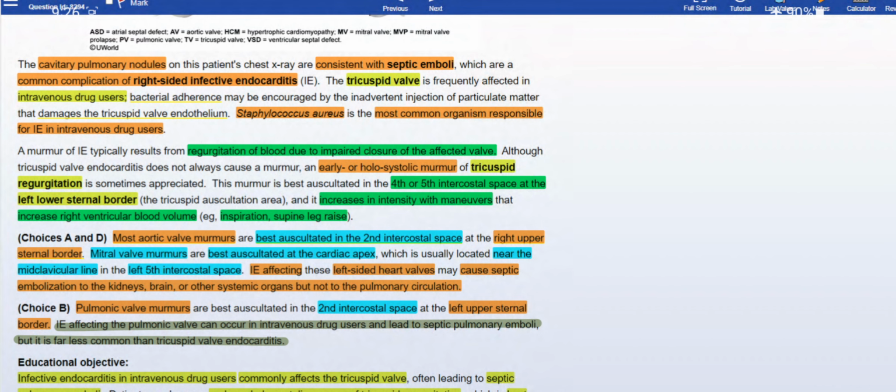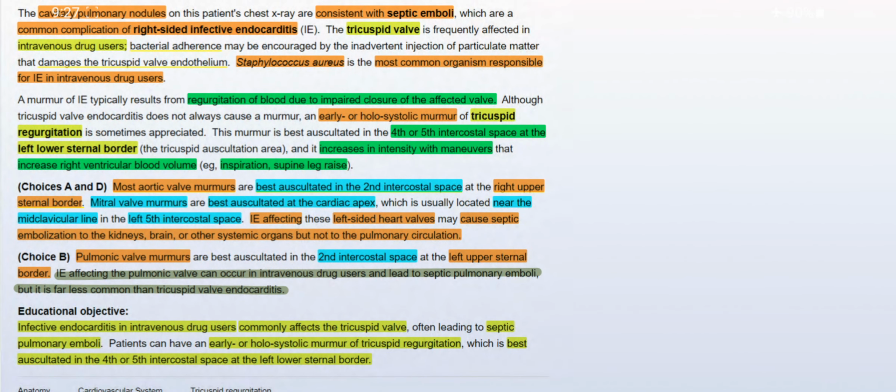As I mentioned, with an AV valve, if there is regurgitation, that will produce systolic murmur. With a semilunar valve, if there is regurgitation, that will produce diastolic murmur. Keep this in mind. So this can be best heard at the fourth or fifth intercostal space at the left lower sternal border. It increases in intensity with maneuvers that increase right ventricular blood volume, like inspiration, supine position, and leg raise.